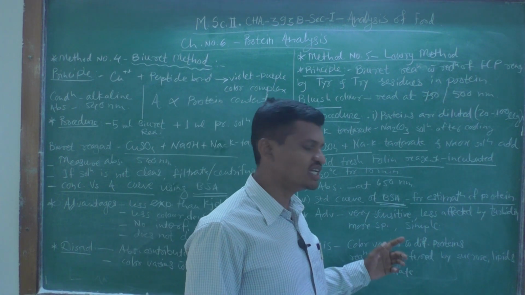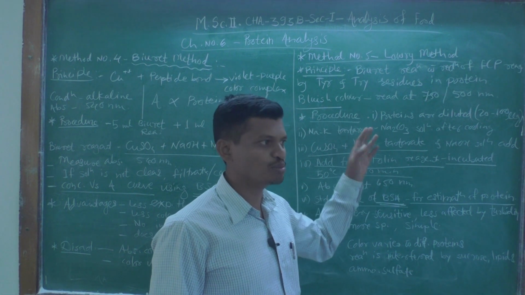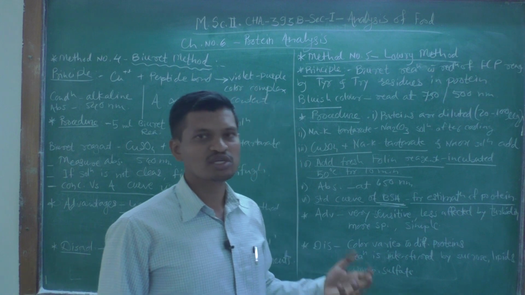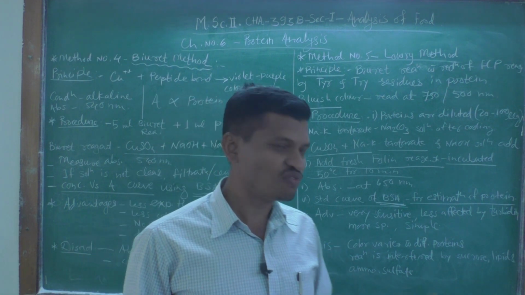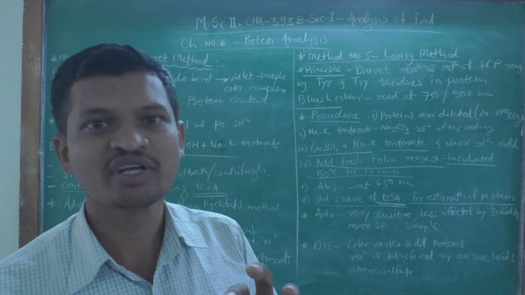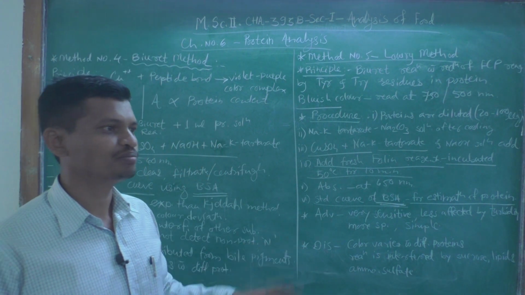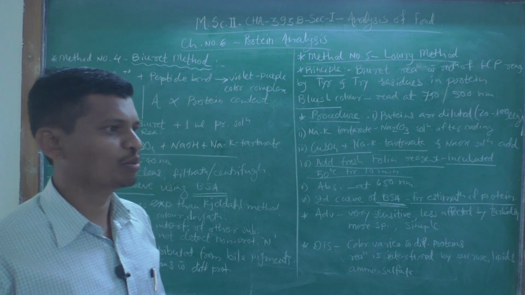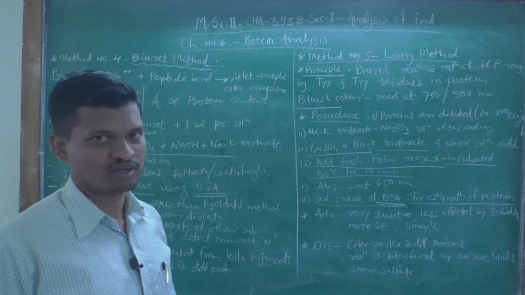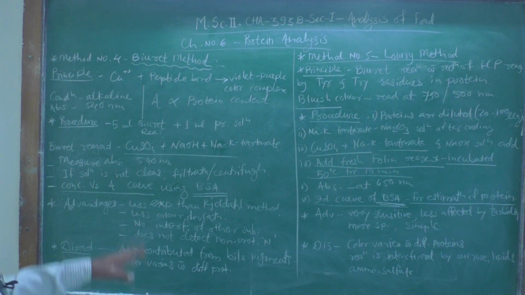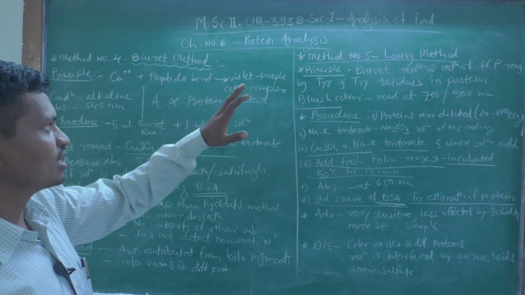Then the reaction may get interfered with by the presence of sucrose, sugar molecules, lipids, ammonium sulfate, etc. present in the sample solution. So these are some disadvantages of the Lowry method.